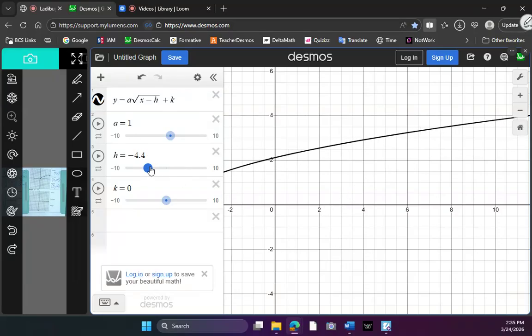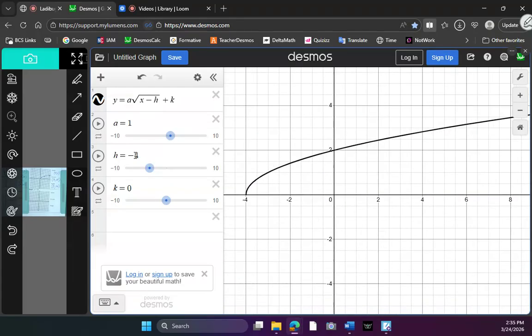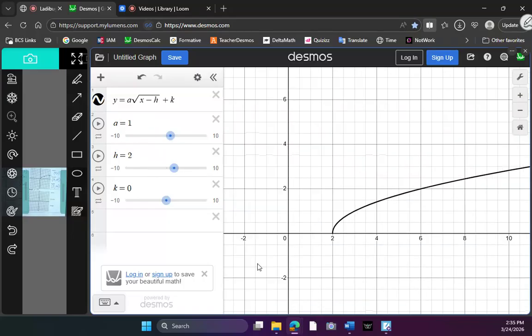If I've got x minus a negative 4, that would be x plus 4, and the opposite of plus 4 is negative 4. And then we've got our a value, which is our vertical stretch. So if we increase this value, it stretches it up in the air. This is much easier to tell. And then if it's between 0 and 1, it's going to vertically compress or shrink it down. And if it's negative, it flips it over the x-axis.